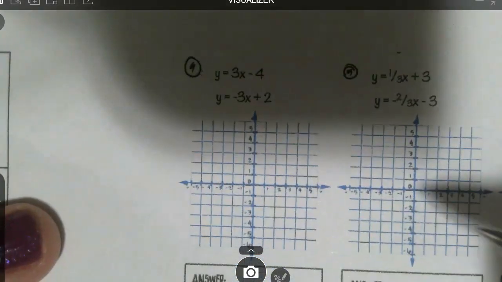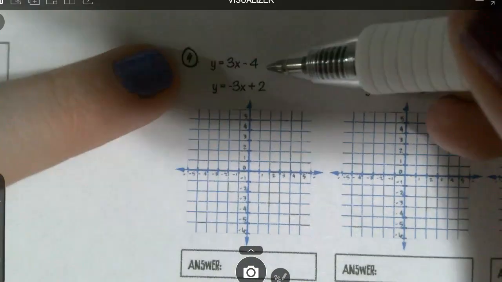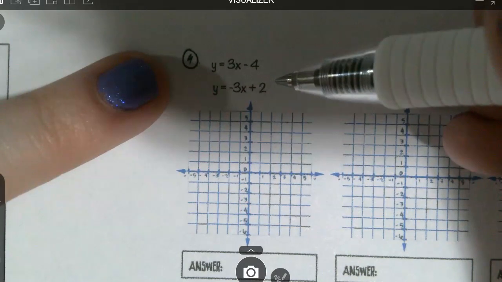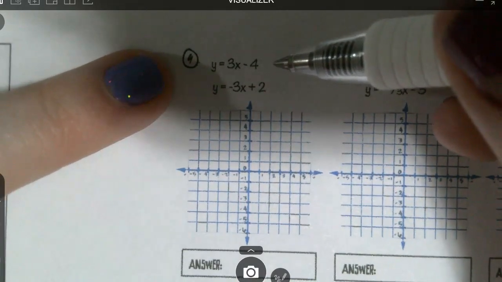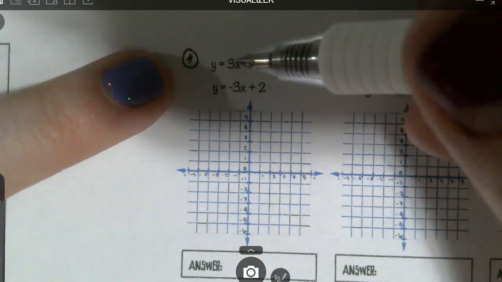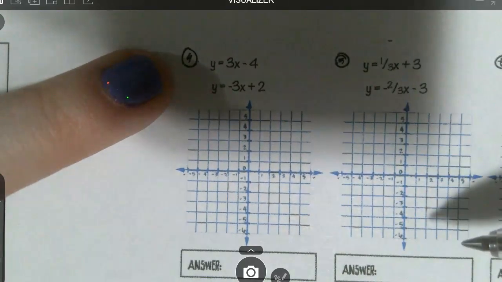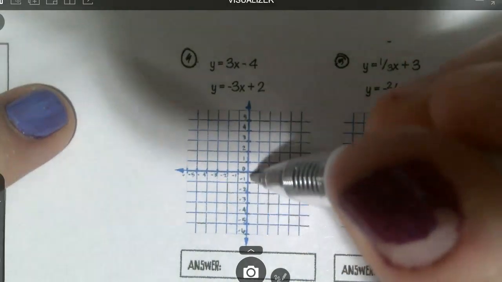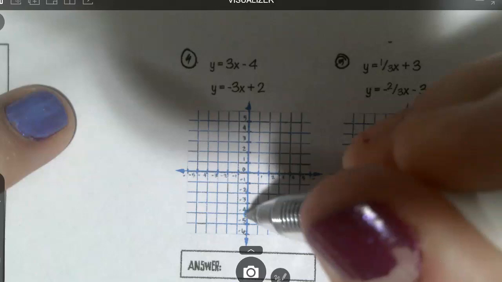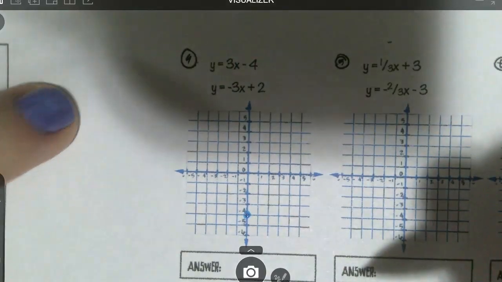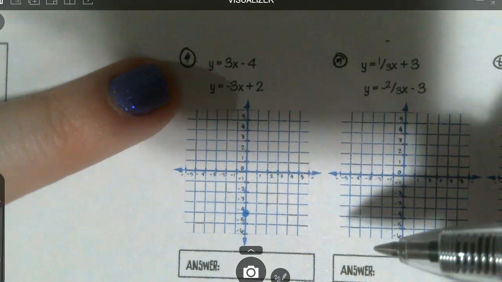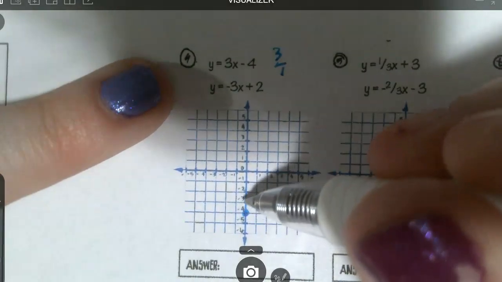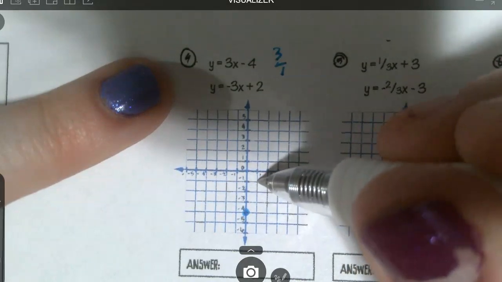Alright, so looking at this first equation right here, I'm going to have to use what I know about slope-intercept form and graph the first equation. Okay, y equals 3x minus 4. Well, my y-intercept is negative 4, so I would draw that first. 1, 2, 3, 4. There it is. And then I'm going to use the slope of 3. I'm going to make it a fraction. And I'm going to rise 3, 1, 2, 3, and run 1.